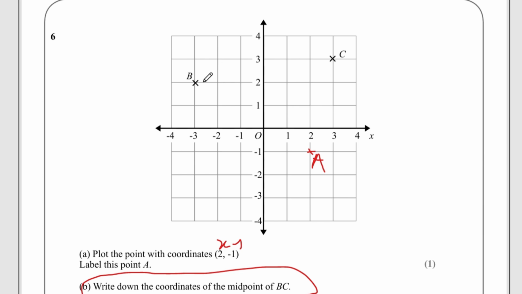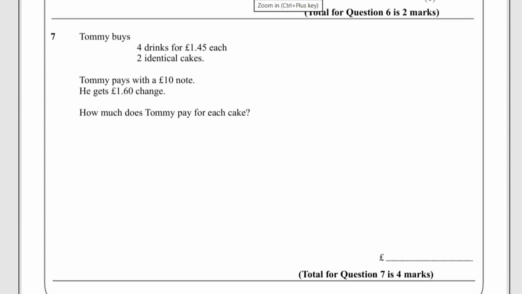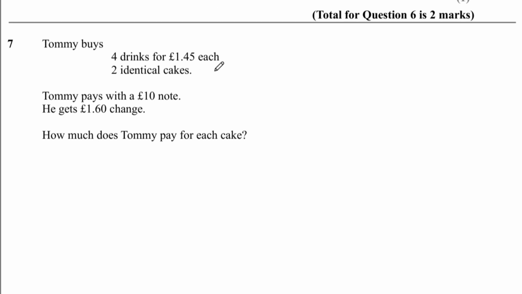So anytime they say midpoint, and it's quite common, all right. So midpoint of BC, if you use a ruler between B and C, the midpoint is going to be somewhere here. And let's say you have 0, 2.5. So x is 0, y is 2.5. The other way by which you can do it is take x1 plus x2 divided by 2, and y1 plus y2 divided by 2. So stick with this. All right, we go to question 7.